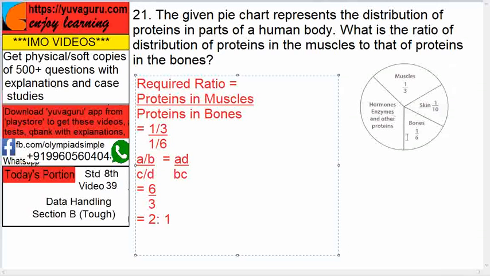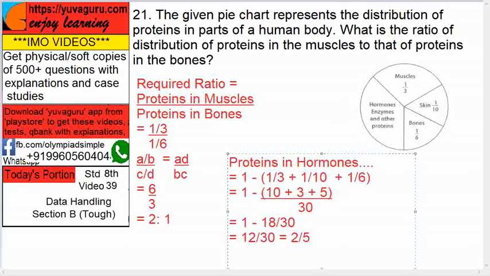If the question would have been find the distribution of proteins in hormones, enzymes and other proteins, then what would you have done? See here, in that case total is 1. 1 minus 1 by 3, 1 by 10 and 1 by 6. See this, I will solve it. If the proteins in hormones, enzymes and other proteins is asked, then 1 minus the total of all these 3. 1 by 3 plus 1 by 10 plus 1 by 6.